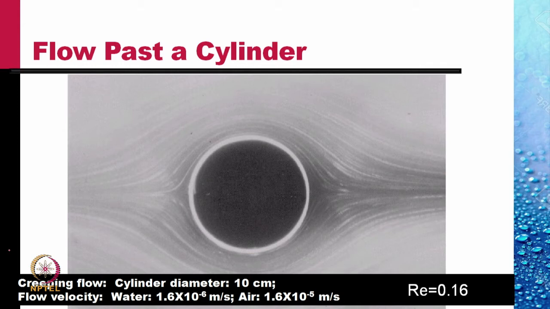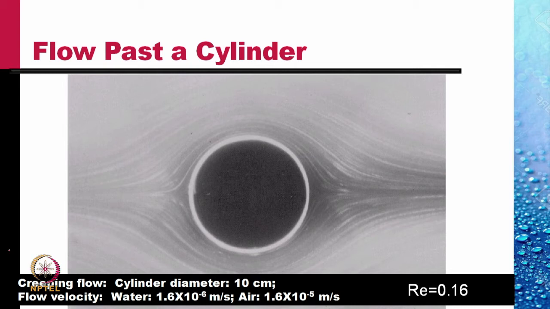The following series of pictures shows flows past a cylinder. The flow is made visible by various devices. In this picture, the flow is made visible by sprinkling a powder on the surface of the water flowing past a cylinder and taking a small time exposure photograph. At a very low speed of fluid, for water, a speed as low as 1.6 times 10 to the minus 6 meters per second, that is 1.6 micrometers per second, when the cylinder diameter is 10 centimeters, the flow is symmetrical.